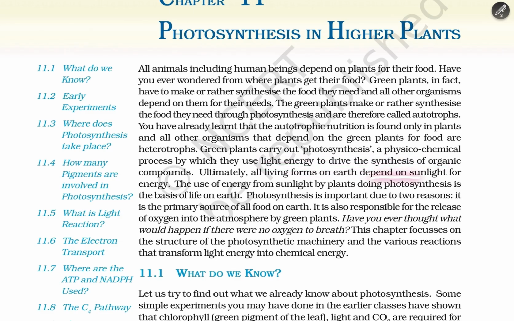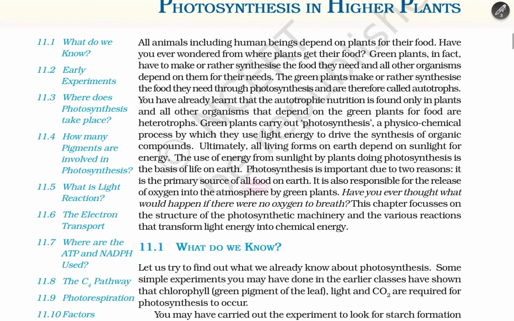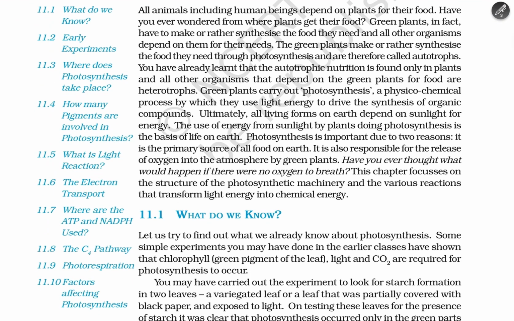Ultimately, all the living forms on Earth depend on sunlight for energy. The use of energy from sunlight by plants doing photosynthesis is the basis of life on the earth. Photosynthesis is important due to two reasons. It is the primary source of all the food on the earth. It is also responsible for the release of oxygen into the atmosphere by green plants. Have you ever thought what would happen if there was no oxygen to breathe?